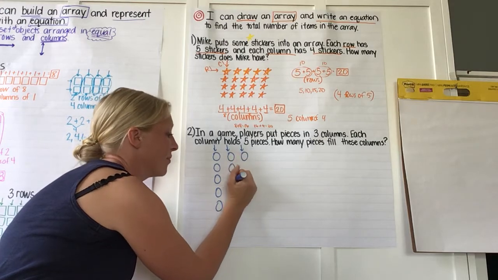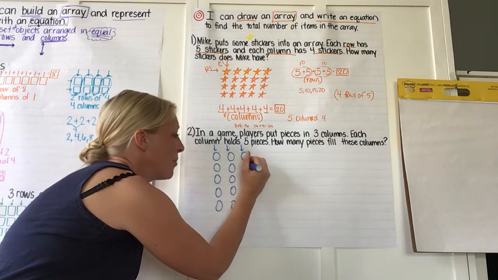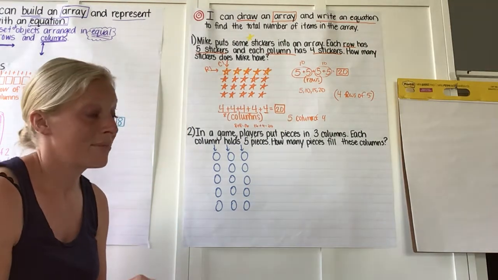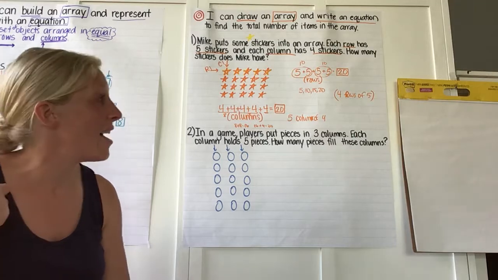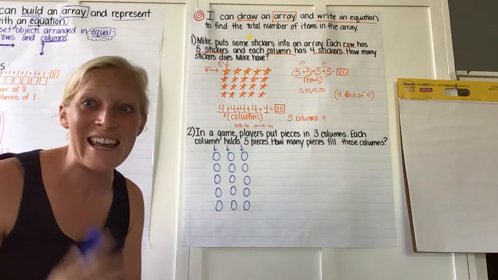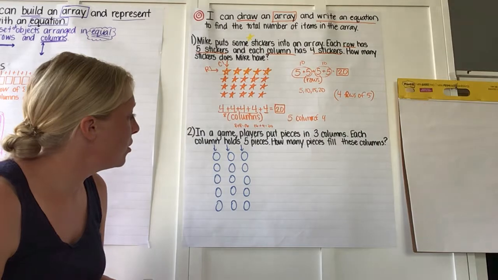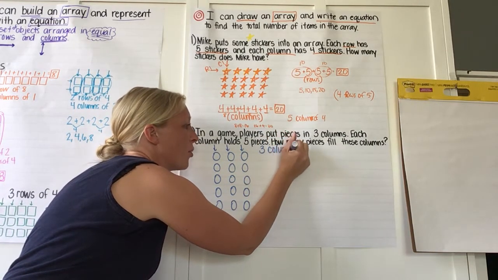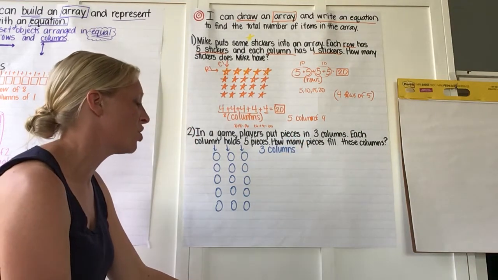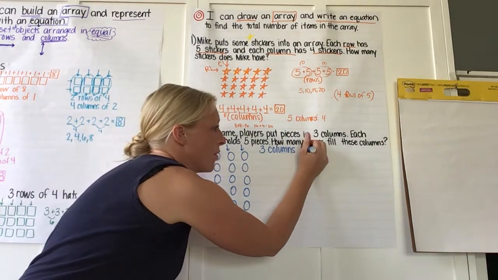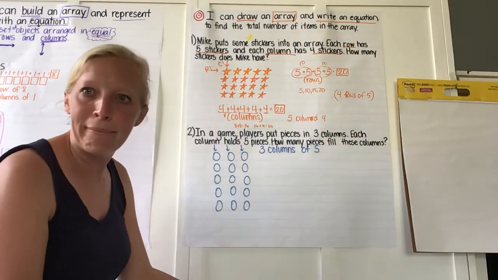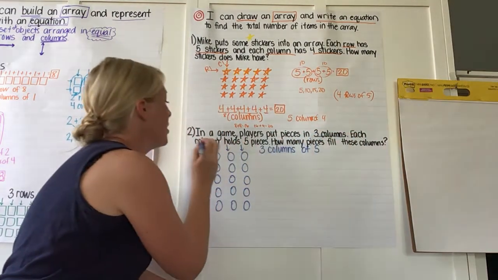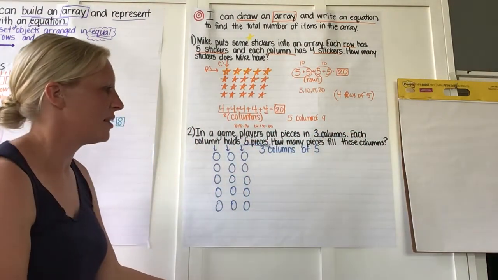How about the next one? How do I know that I'm just going to do the same thing for each column? Because an array has equal columns and equal rows. So if we have 3 columns, how many do we have in each column? Okay, 3 columns of 5. Did I make that up? No, it's right there in the story. 3 columns, each column holds 5 pieces.